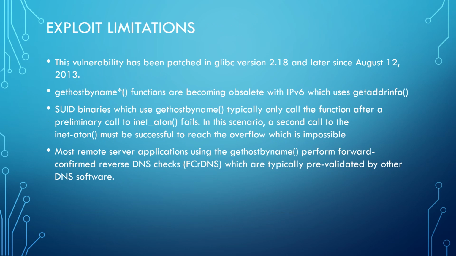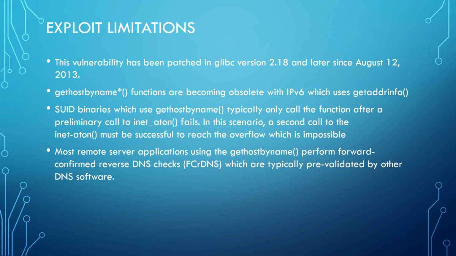Some limitations of this exploit are that it is only vulnerable in glibc 2.2 through 2.17. IPv4 addresses are becoming obsolete with the advent of IPv6, which is processed by getaddrinfo. This function is also capable of processing IPv4 addresses and is not vulnerable to this exploit.